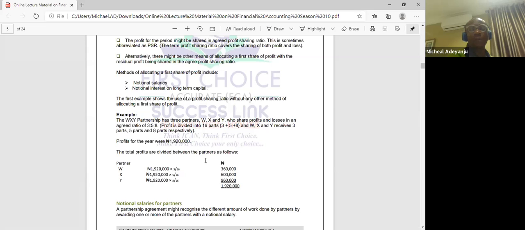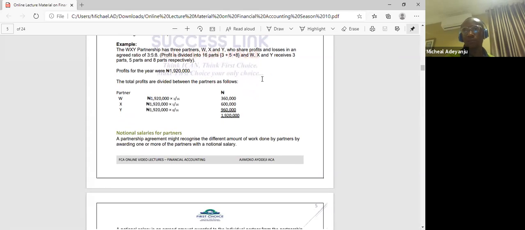In some questions, they might not call it profit sharing ratio and give it an abbreviation of PSR. So for example, the illustration we have below, we said the WXY partnership has three partners, W, X and Y, which share profit and losses in an agreed ratio of 3:5:8. So in other words, 3 is for W, 5 is for X, and 8 is for Y.